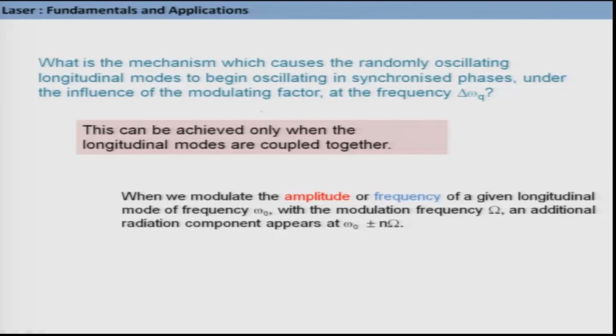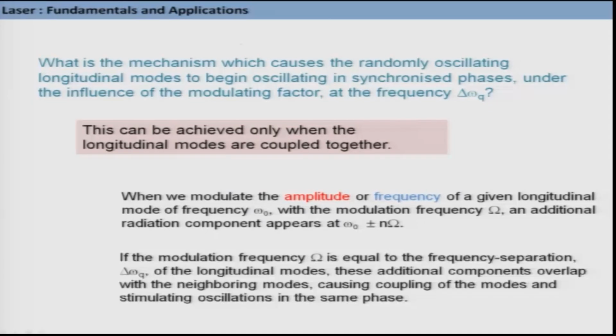So when we modulate either the amplitude or the frequency of a given longitudinal mode of frequency, say small omega 0, with the modulation frequency, say capital omega, an additional radiation component appears at omega 0 plus or minus n times capital omega. N is an integer, it can be 1, 2, 3, anything.